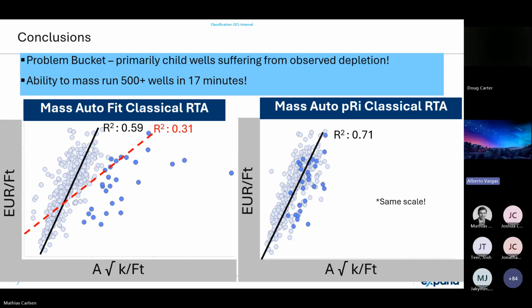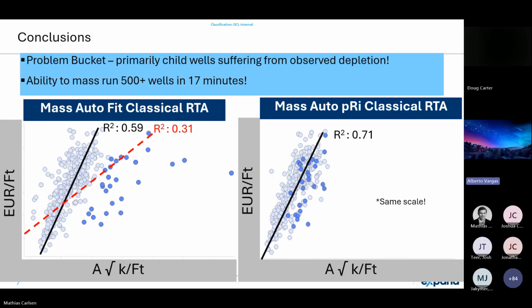Our first trend where we have our problem bucket, you can see that everything shifted over to the left. And all this problem bucket happened to be child wells. We were able to get an observed trend of a 0.6 R squared to a 0.7. Note this is actually the same scale. I didn't do any PowerPoint magic there. And you can see all the highlighted wells shifted over to the left.